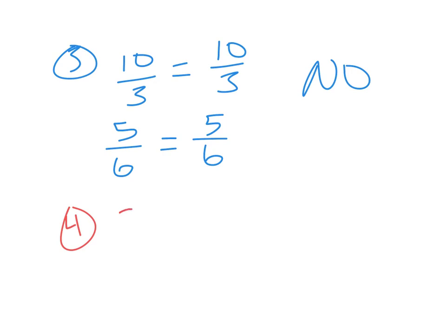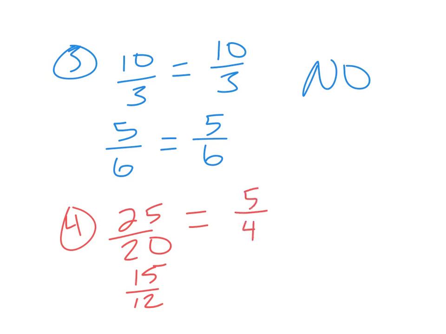Number 4, we have 25 over 20 and 15 over 12. What can I divide into 25 over 20? 5. So that'd be 5 on top and what on bottom? 4. What can I divide into 15 over 12? 3. So you'd get 5 on top and 4 on the bottom. Are they proportional? Yes. So you can write yes. You got used to spelling proportional. Good practice. That's an important thing.